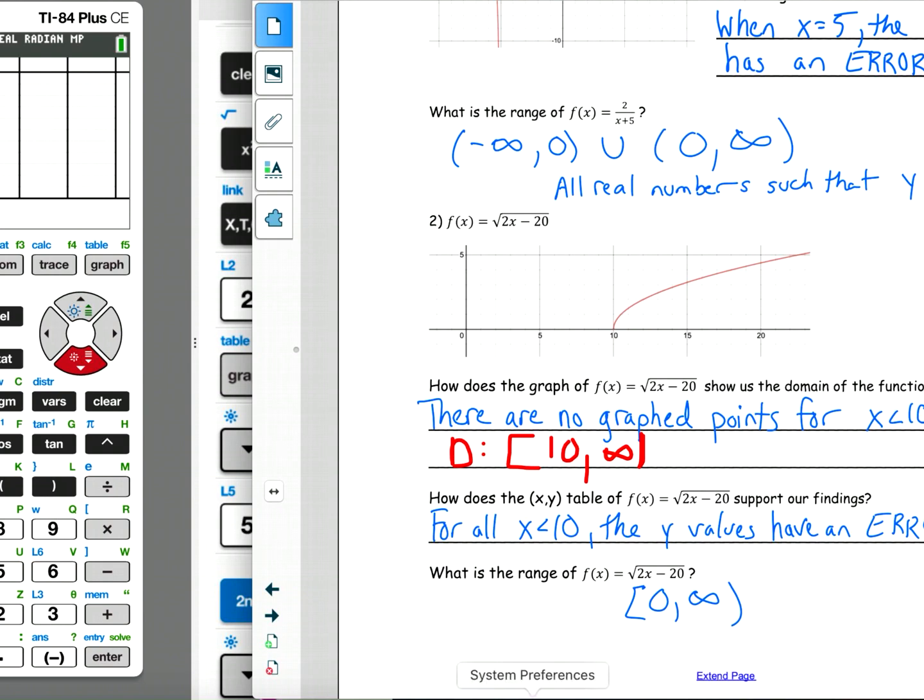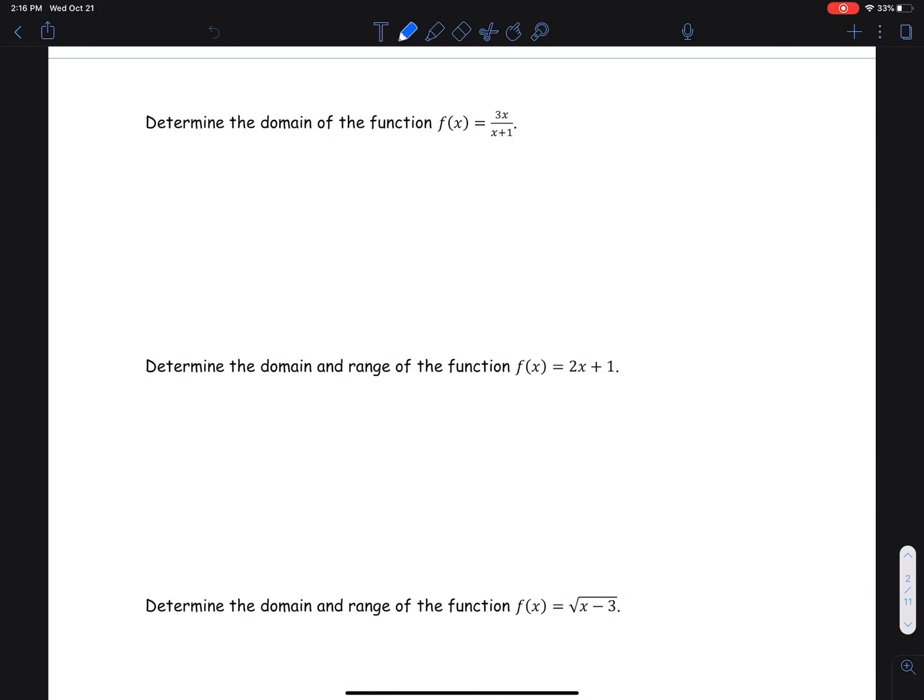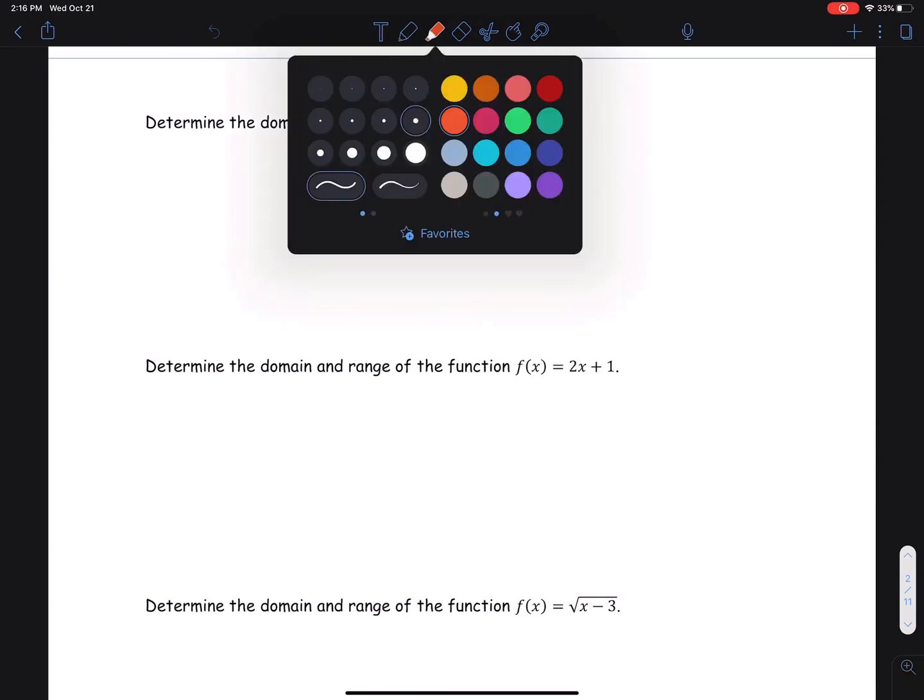Let's go to the next page. So we want to determine the domain of the function f of x equals 3x over x plus 1. If there's nothing restricting our domain, it's just going to be all real numbers, or negative infinity to infinity. But there is something restricting our domain here. Let's take a look at the numerator and the denominator.